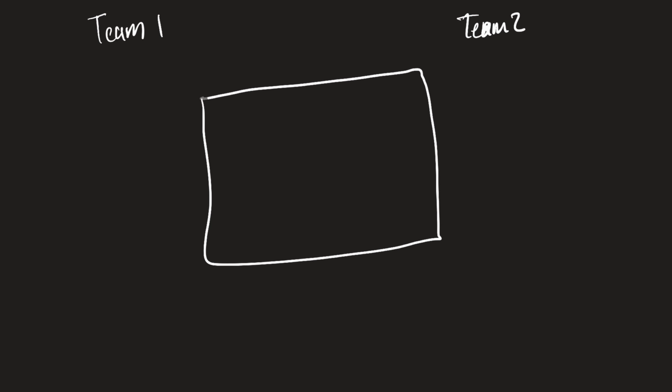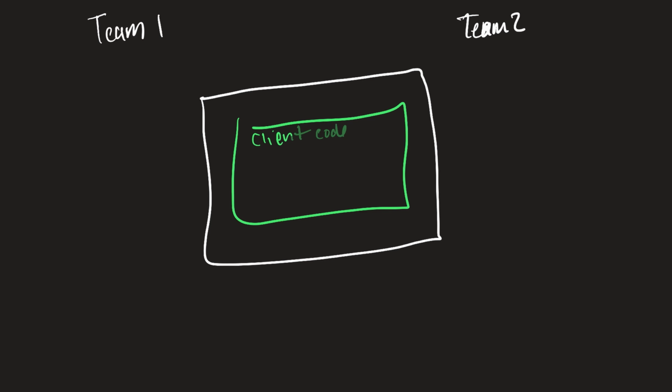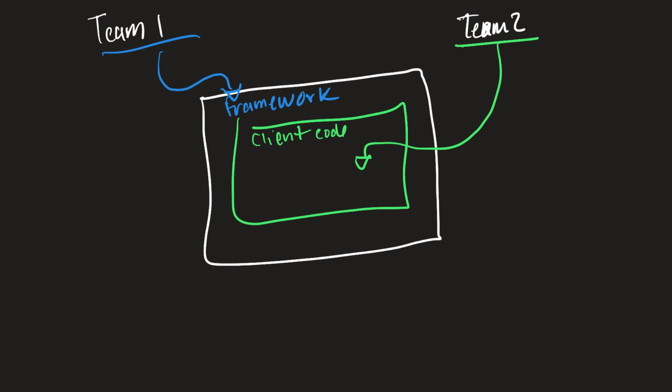Let's imagine that we have two separate teams of engineers working on the same application. And this application is just a video player. The application is going to be separated into two components. Here we're going to have the client code, and here we'll just have our framework code. Team 1 is responsible for the framework code, and team 2 is responsible for the client code.